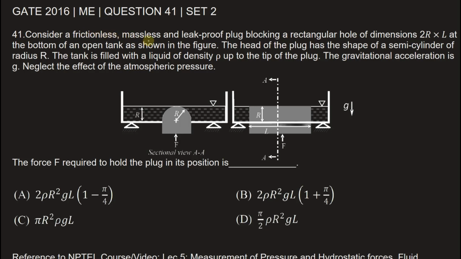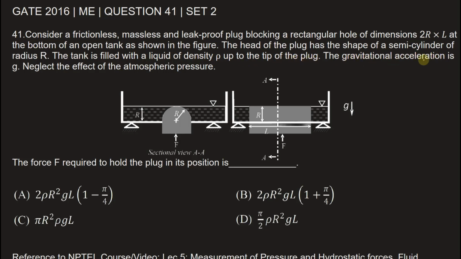Consider a frictionless, massless and leak-proof plug blocking a rectangular hole of diameter 2r and length L at the bottom of the open tank as shown in the figure. The head of the plug has the shape of a semi-cylinder of radius r. The tank is filled with a liquid of density ρ up to the tip of the plug.